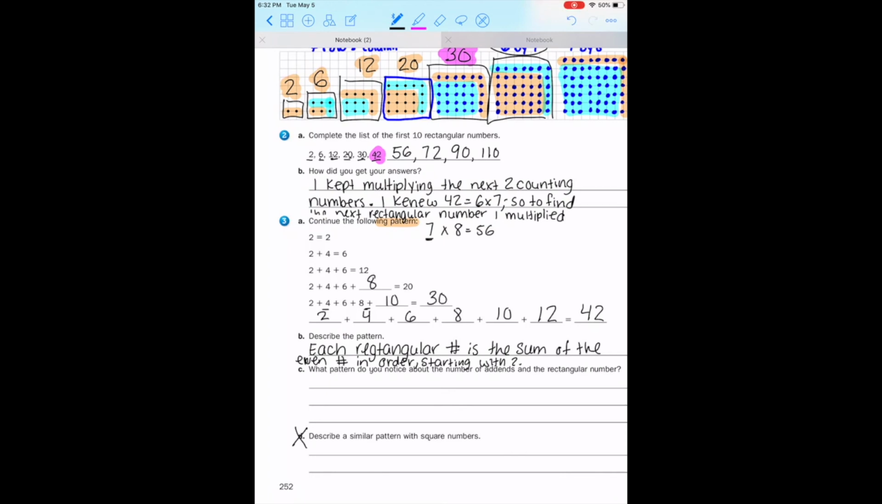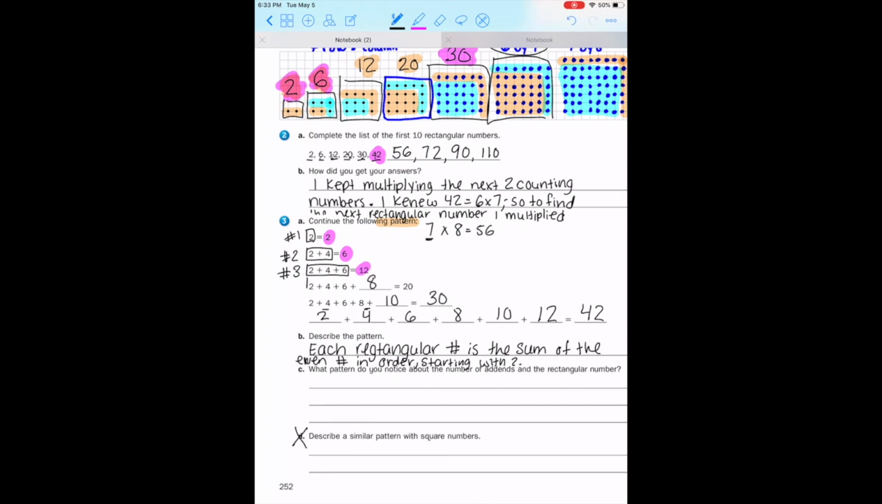Okay. So what do you notice about the number of add-ins? So that's how many numbers you're adding. So here, there's only one add-in because you're not adding any number. And this is the first rectangular number. 2 is the first rectangular number. So now let's look here. There's 2 add-ins here. And this is the second rectangular number. The sum is the second rectangular number, 6. So let's look here. You're adding 3 numbers here, and 12 is the third rectangular number in order.